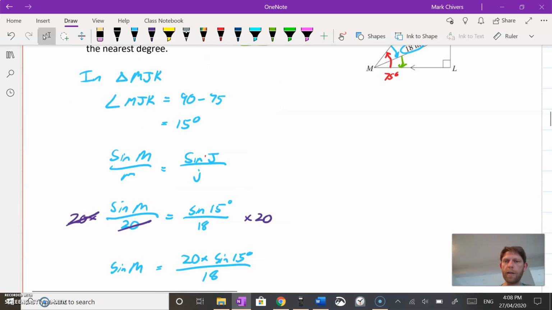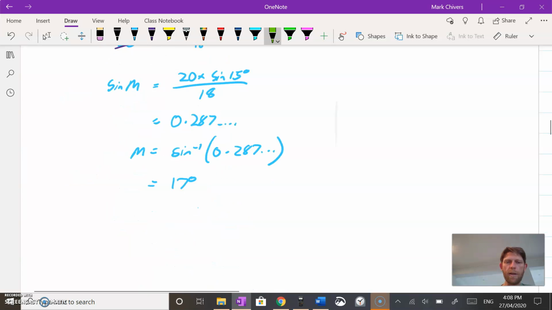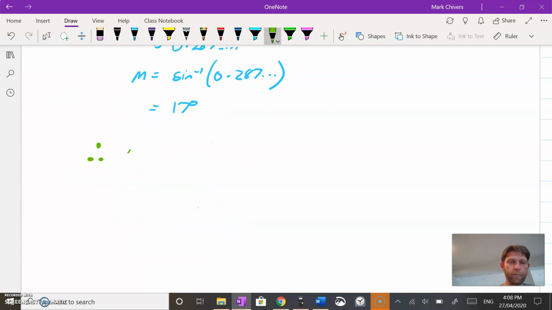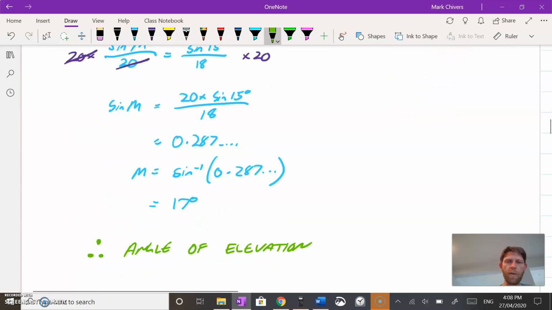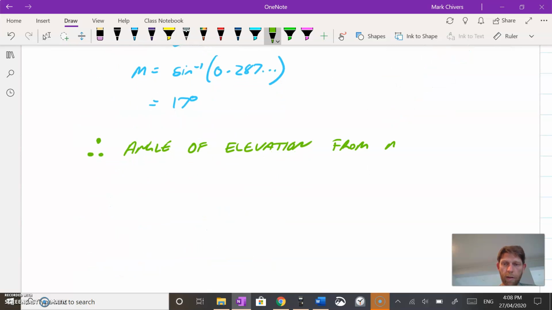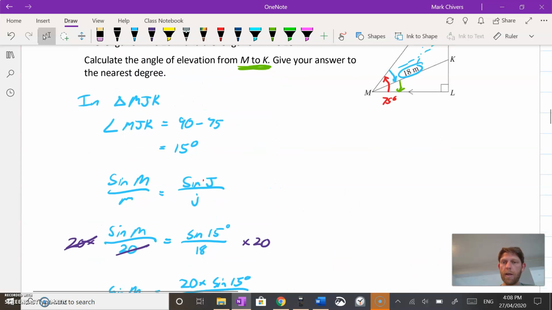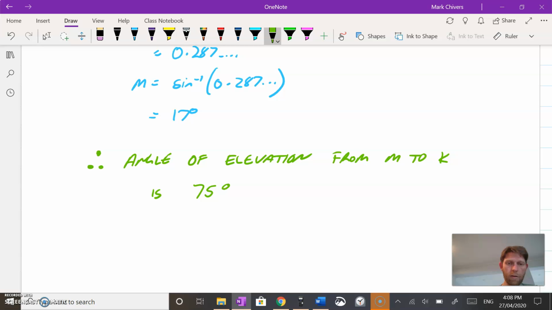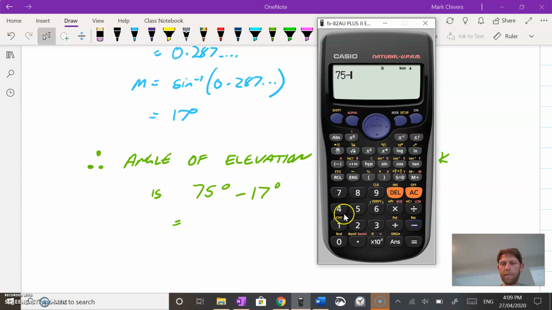So I can now say, what colour did I do that green? That was what that was in. So I can now say that therefore the angle of elevation, and how does it say it in the question? From M to K is, it was 75 degrees minus the 17 degrees that we just put down, which is going to be 75 minus 17. My brain's a bit fried at the moment. I should be able to do that. But I'm going to just use my calculator because I'm lazy. 75 minus 17 gets me 58 degrees.